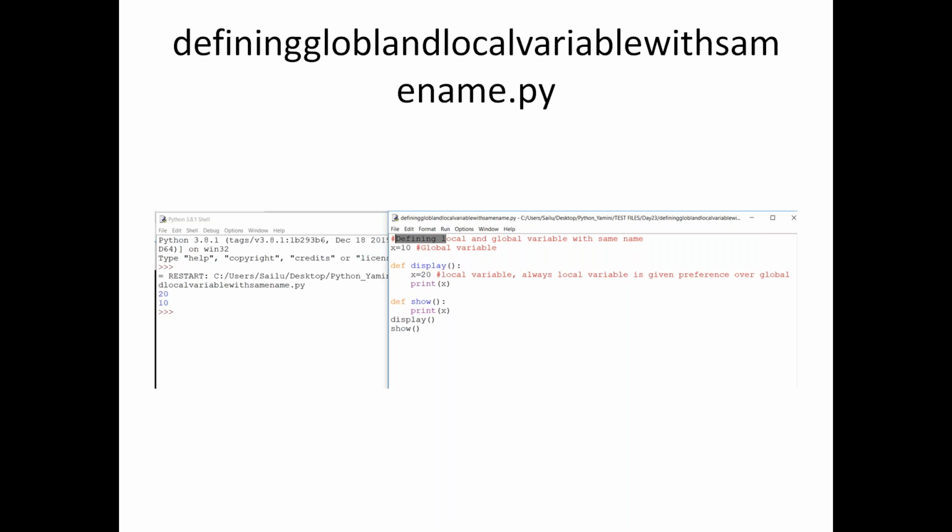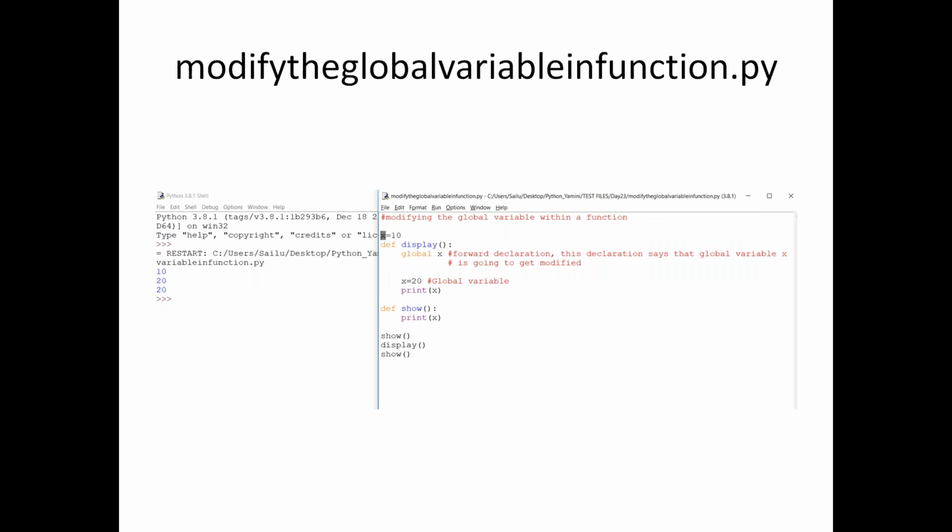Can I modify my global variable x within the function? Yes, we can do that. First, you have to define whether the variable you're taking is global or local. If you're not using the syntax called global, the system assumes it's a local variable. Right now, I am mentioning the prefix global within the function. When I give the prefix global x, I'm declaring this variable is going to be a global variable. So going forward, whatever I do to x within the function is also applicable to global x.